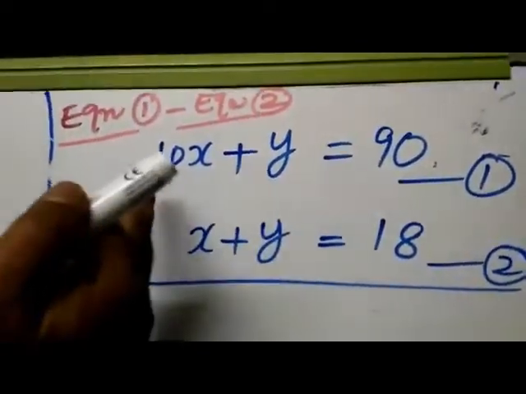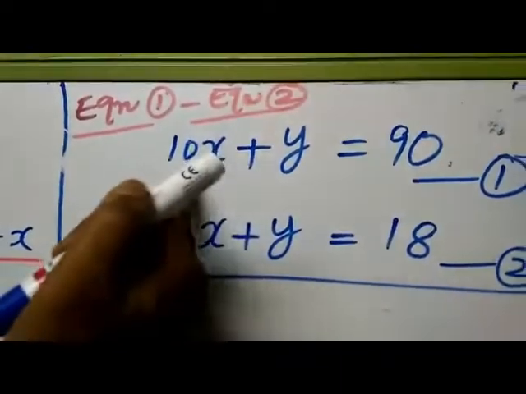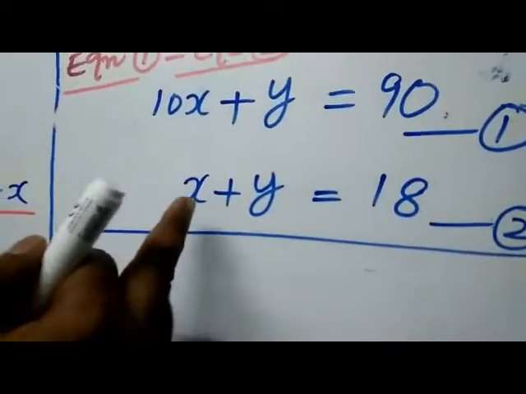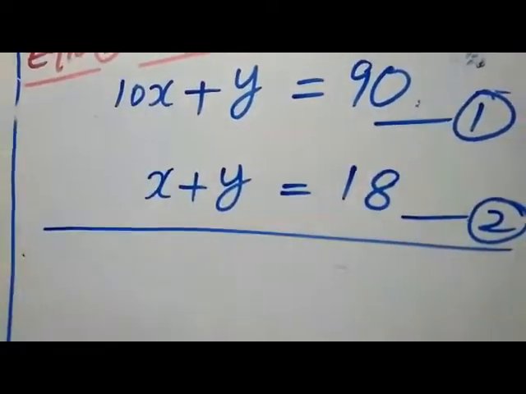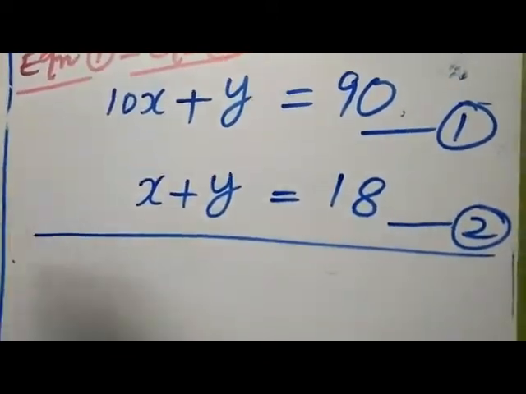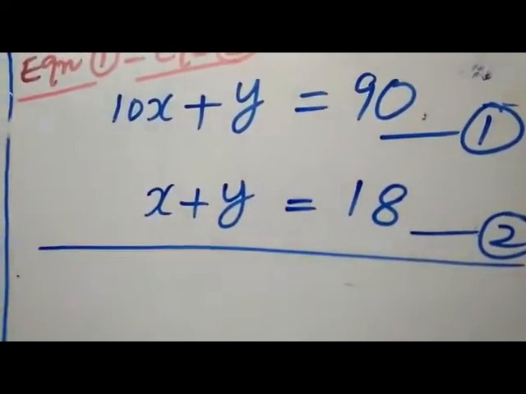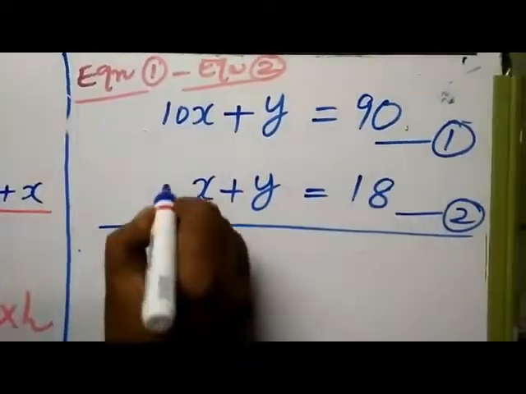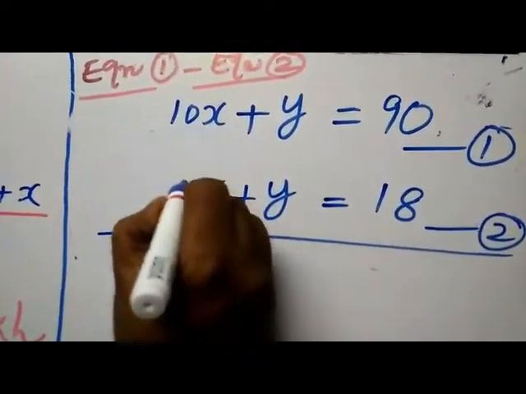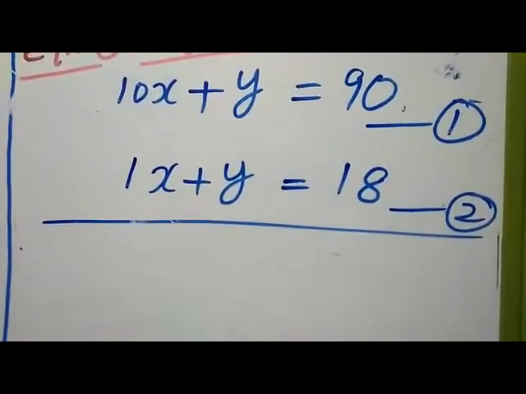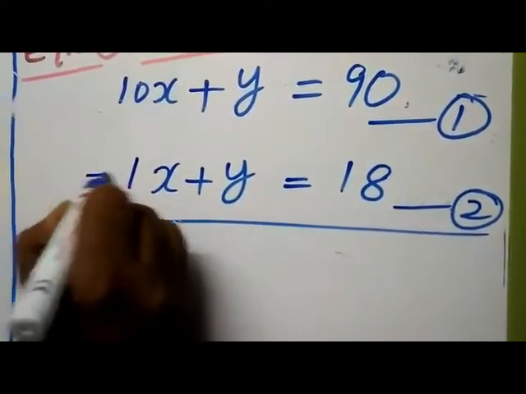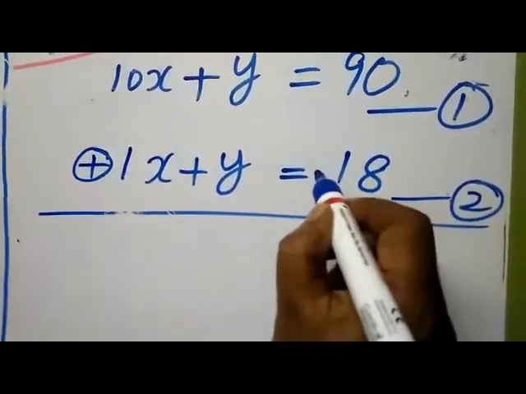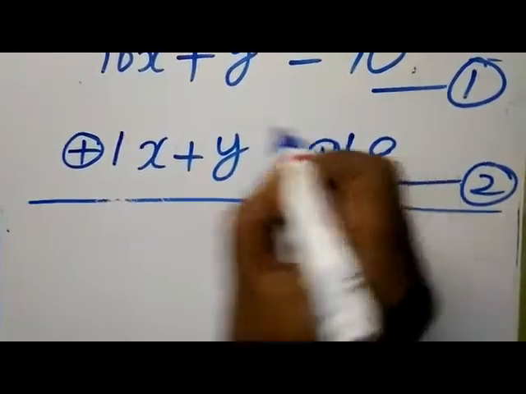The first equation, y plus 10x is equal to 90. I have written 10x plus y is equal to 90, no problem. Second equation, x plus y is equal to 18. Now, equation 1 minus 2. Actually, this method is called the elimination method. We have to go for subtraction. The coefficient of x is 1, the sign of x is plus, and the sign of 18 is plus.